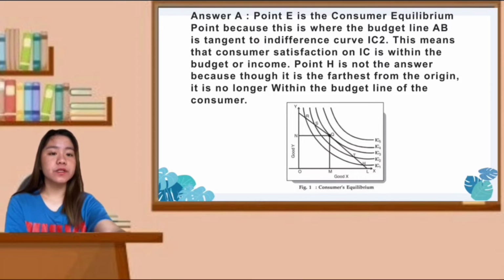This means that consumer satisfaction on IC2 is within the budget or income. Point H is not the answer because although it is the farthest from the origin, it is no longer within the budget line of the consumer.